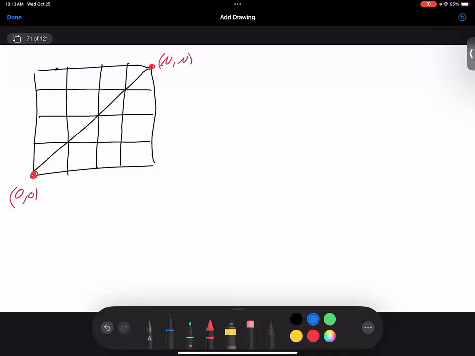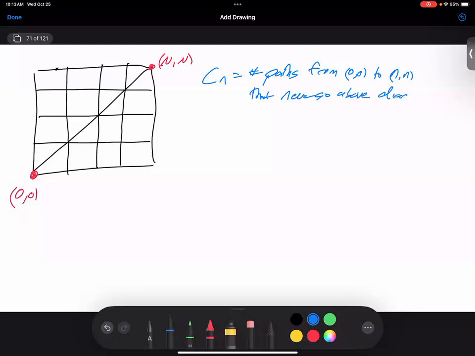Okay. So let's let Cn be the number of paths from 0, 0 to n, n, I'll use lowercase here, that never go above the diagonal. And we only move east or north, thank you.